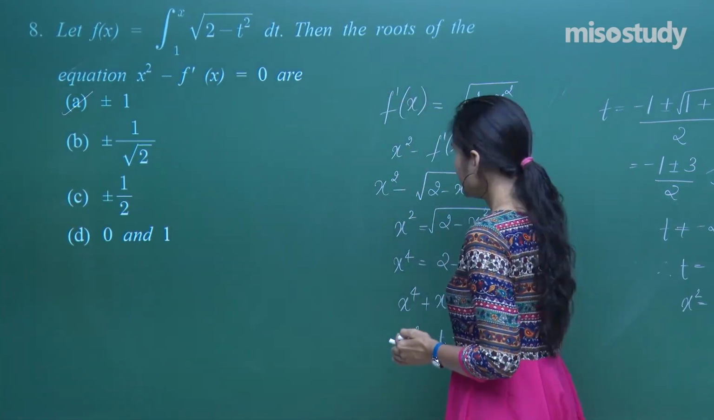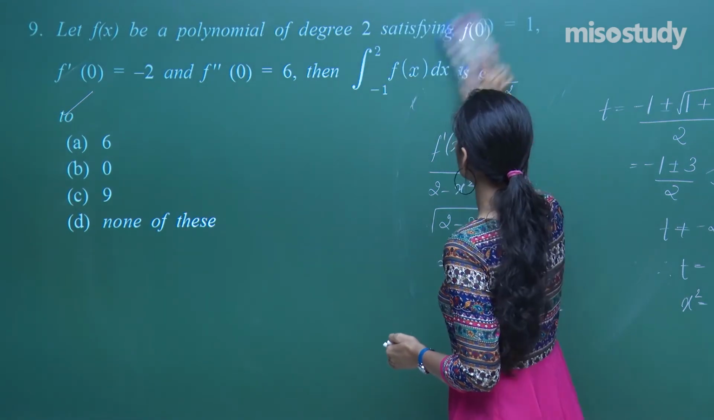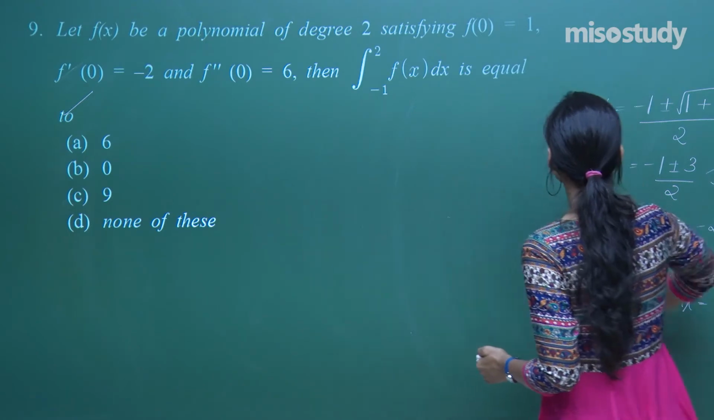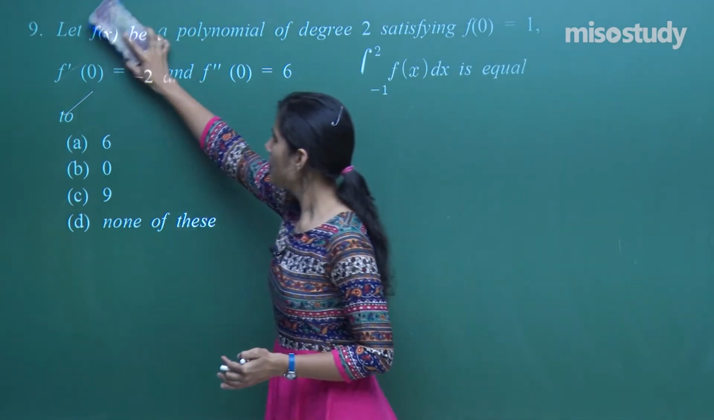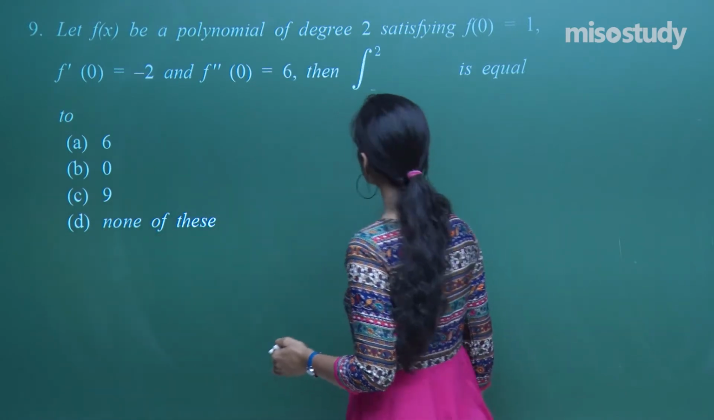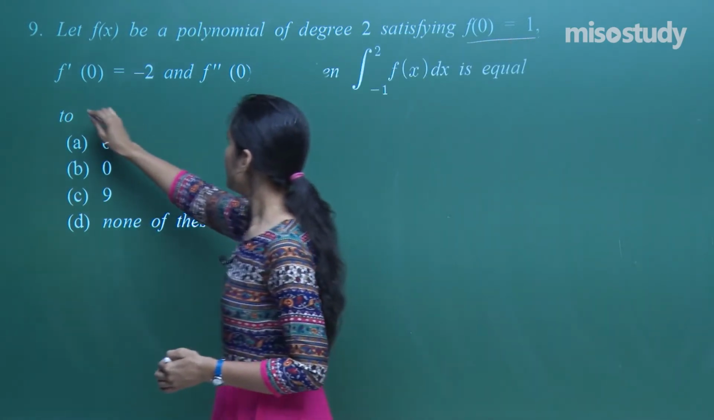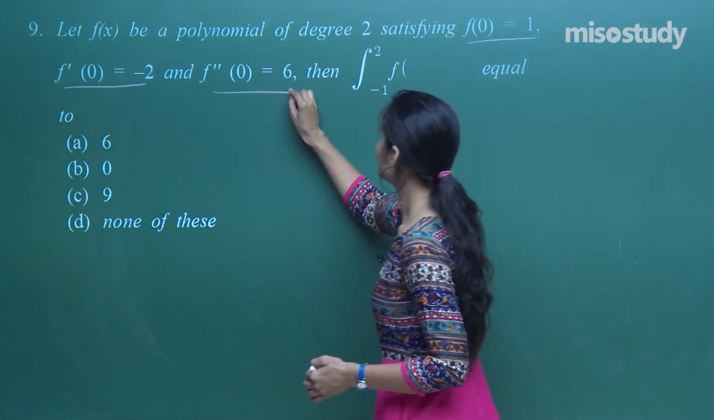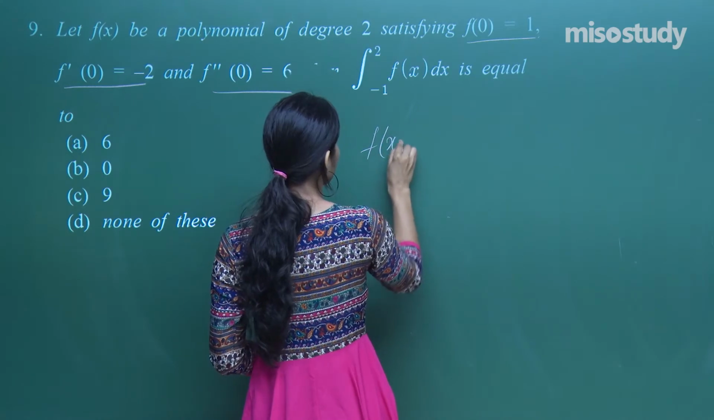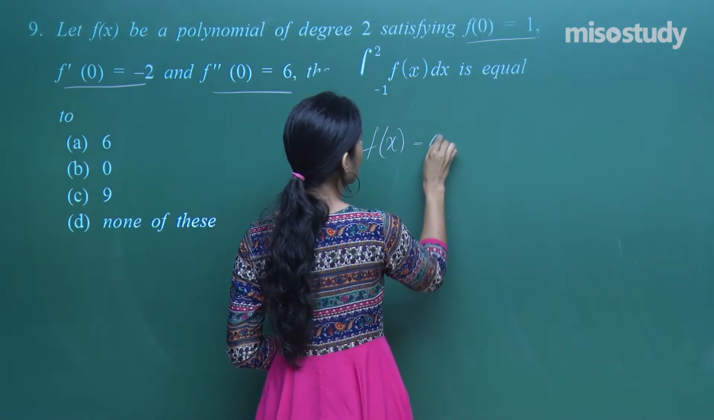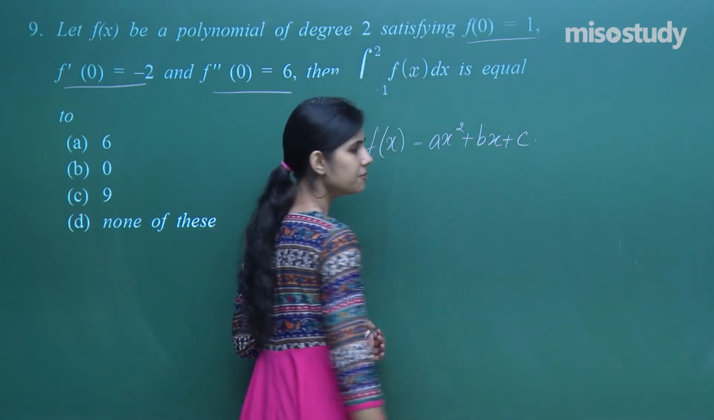Fine. Next question, let f(x) be a polynomial of degree 2. So the expression is not given to us, a generalized description is given to us about f(x), that it can be any polynomial. It is a polynomial of degree 2 which satisfies f of 0 is 1, f dash 0 is minus 2 and f double dash 0 is 6. So we are going to generally consider any polynomial of degree 2 as ax square plus bx plus c.